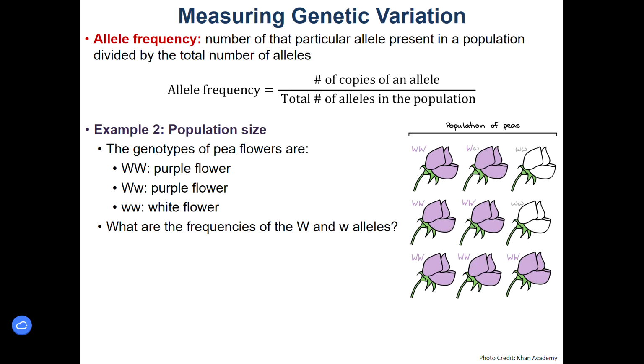Now let's look at one that's a little more challenging, where we actually have a population. Here's our population of pea flowers, and we have 1, 2, 3, 4, 5, 6 purple flowers that are homozygous dominant. We have 1 heterozygous purple flower, and we have 2 homozygous recessive white flowers. You need to figure out what the allele frequencies are for big W and little w. I'm going to let you think about that for 15 seconds. See if you can figure out the answer before we go through it together.